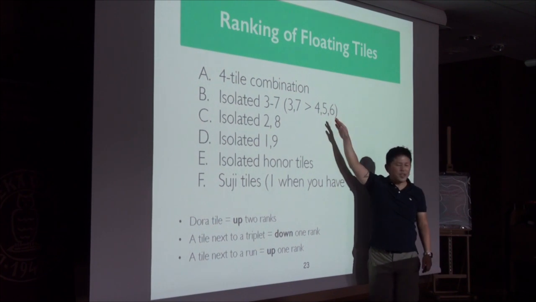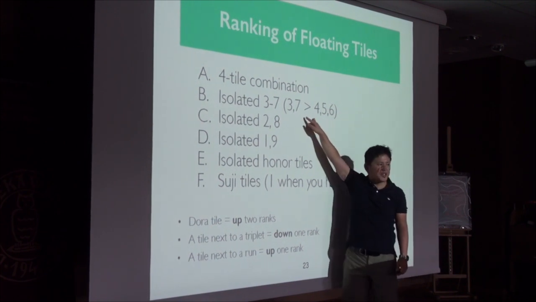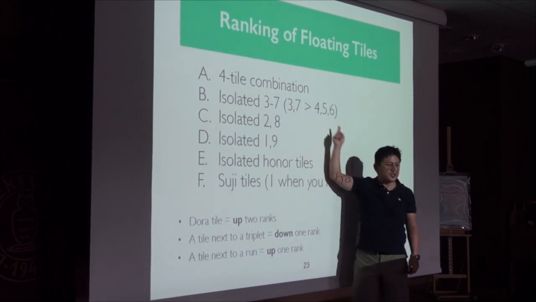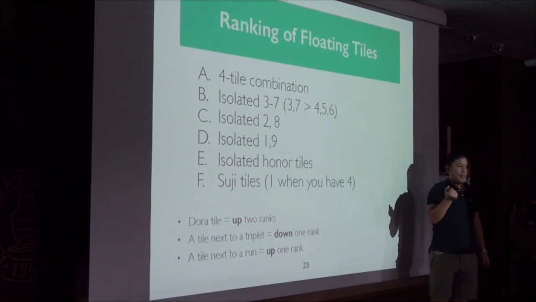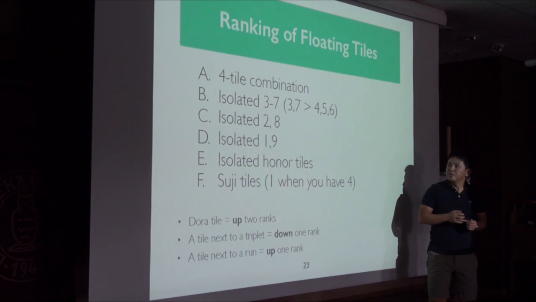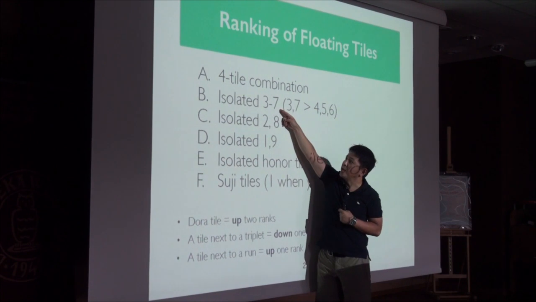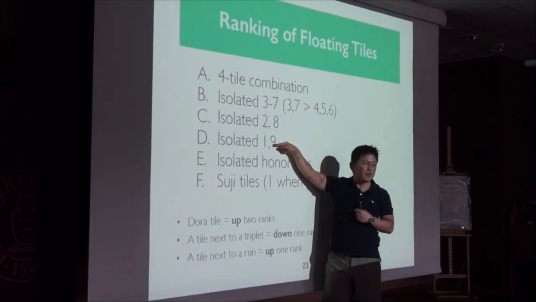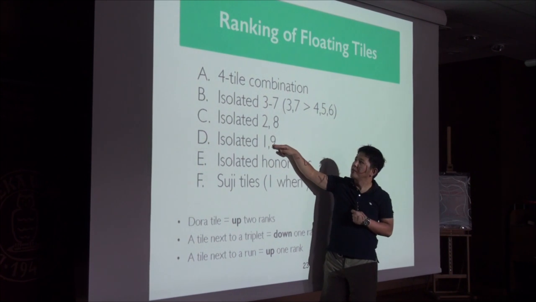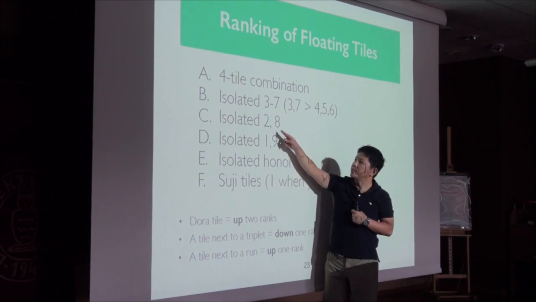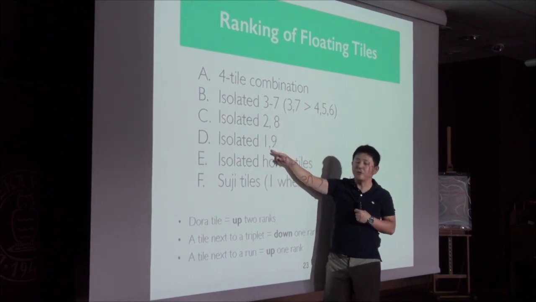I explained why this is the case last year. Do you guys remember? Why 3 and 7 are more useful than 4, 5, and 6? The reasons. So why are they more useful than 2, 8, and 1, 9? Let's start with that. Why isolated 3, 4, 5, 6, 7 more useful than 2 and 8? And why 2 and 8 more useful than 1 and 9?